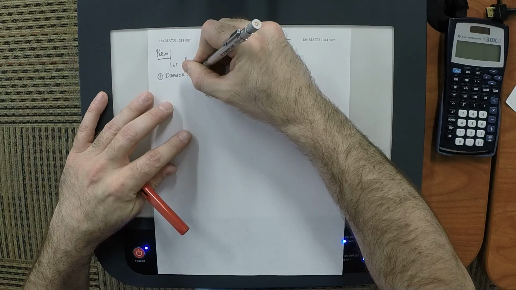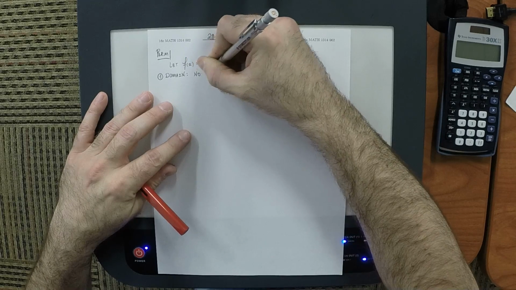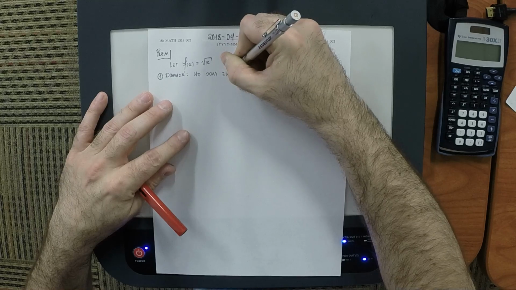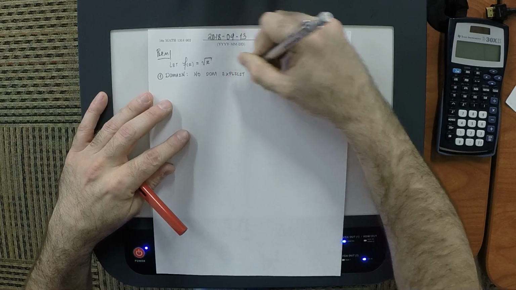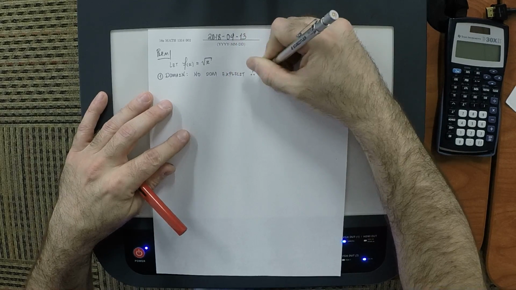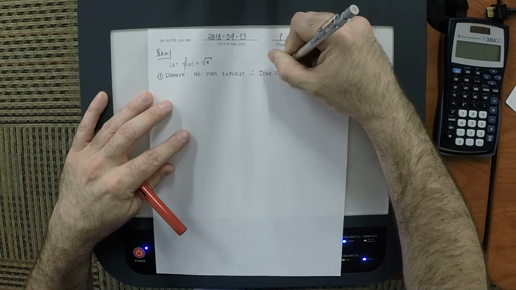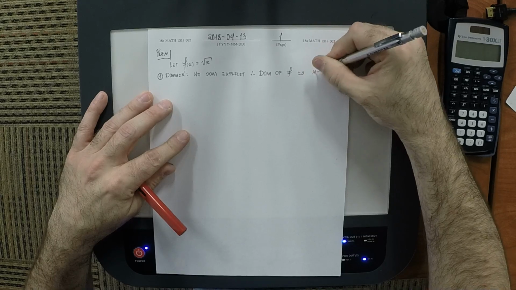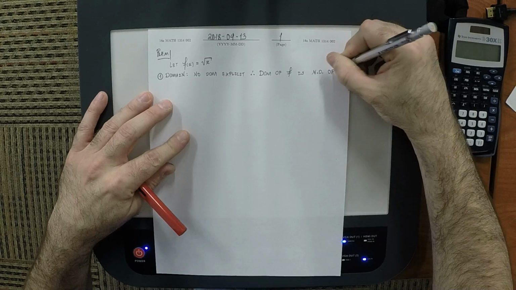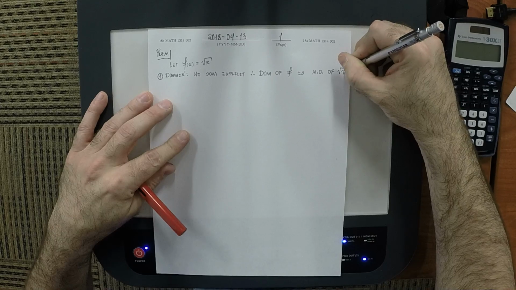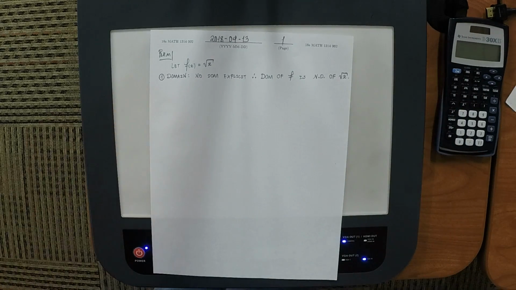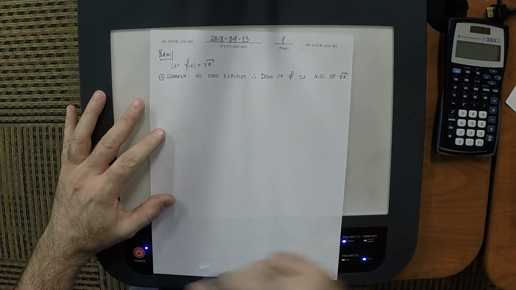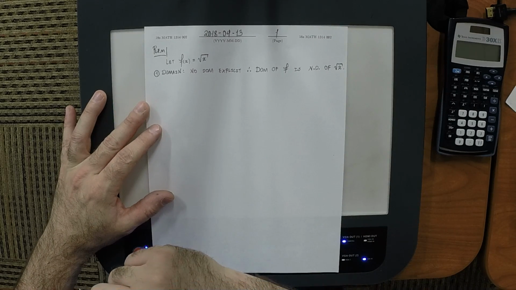So no domain explicit, and therefore the domain of f is the natural domain of square root of x, and that requires you to go back in time when we discussed that in the first place. So what is the natural domain of the square root of x?